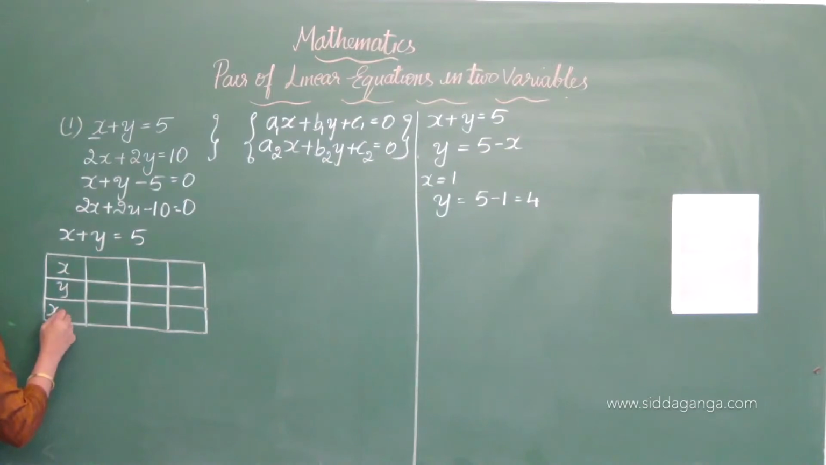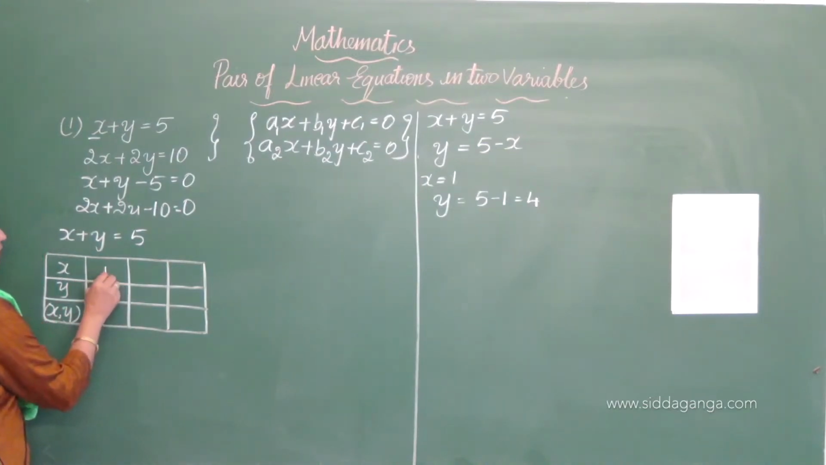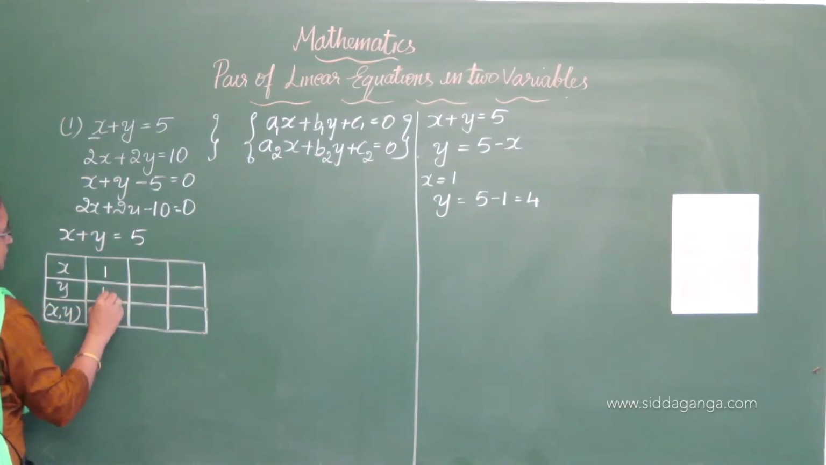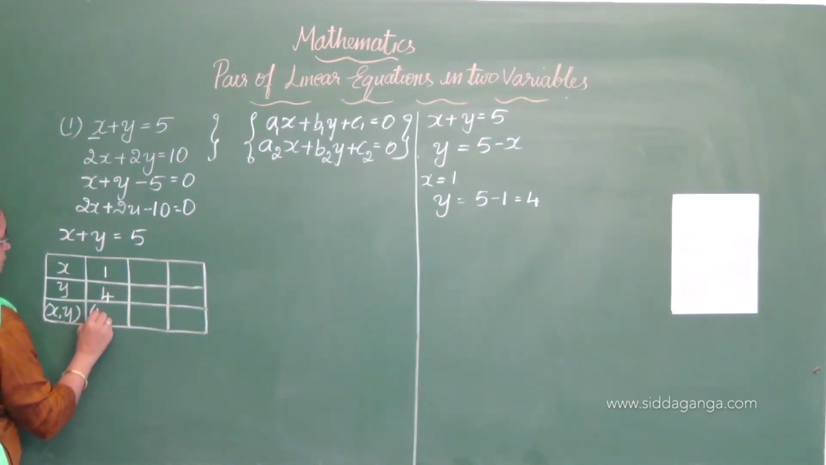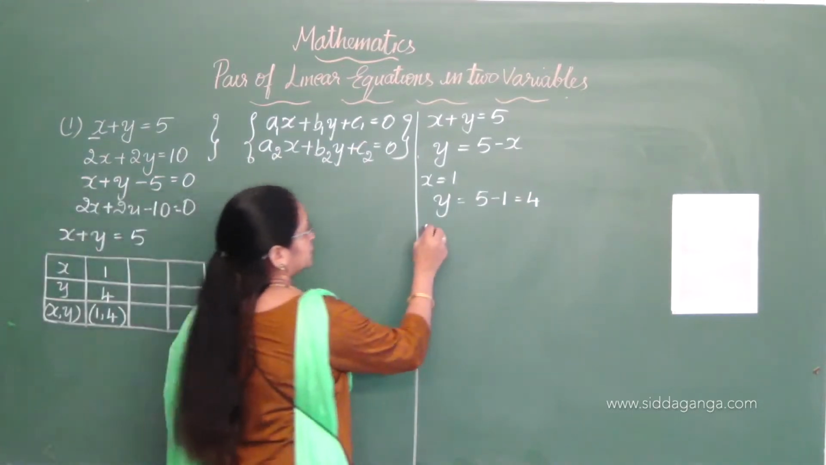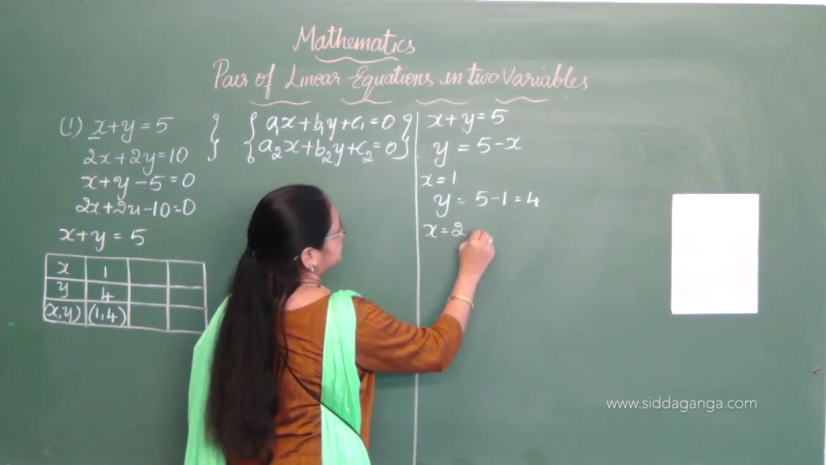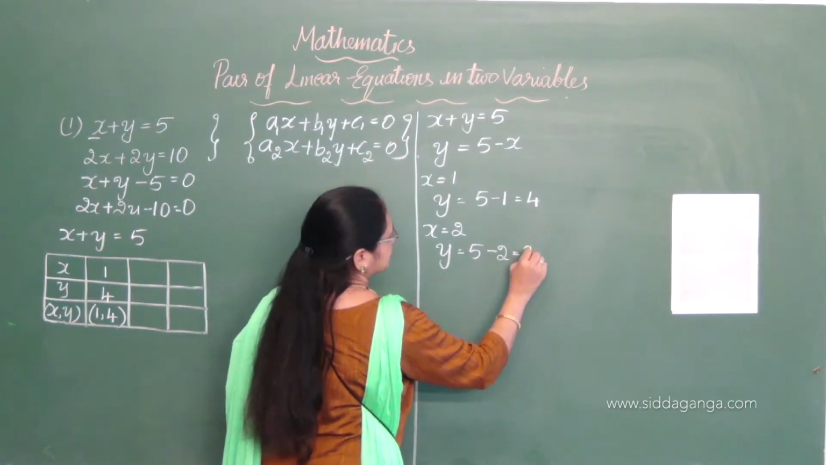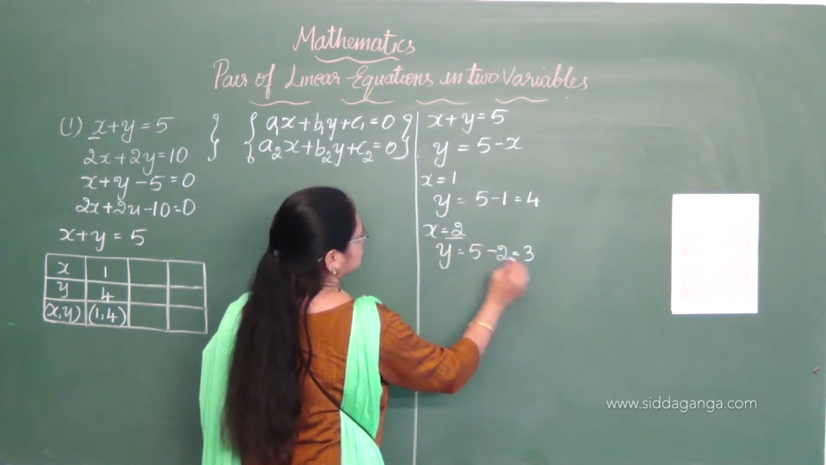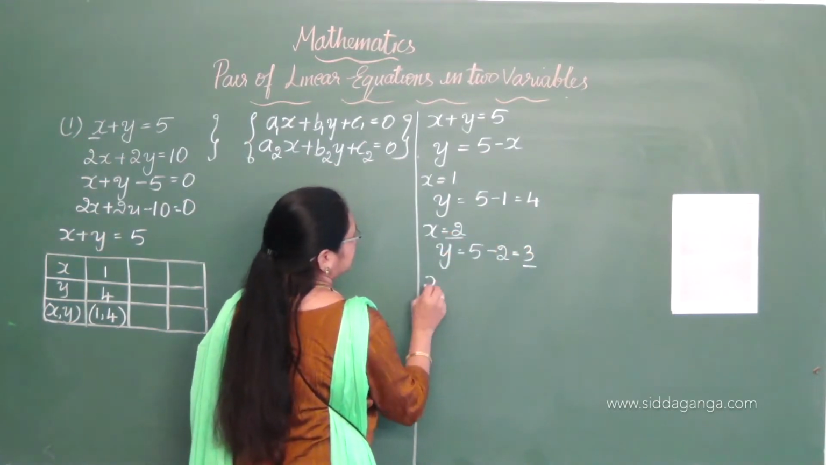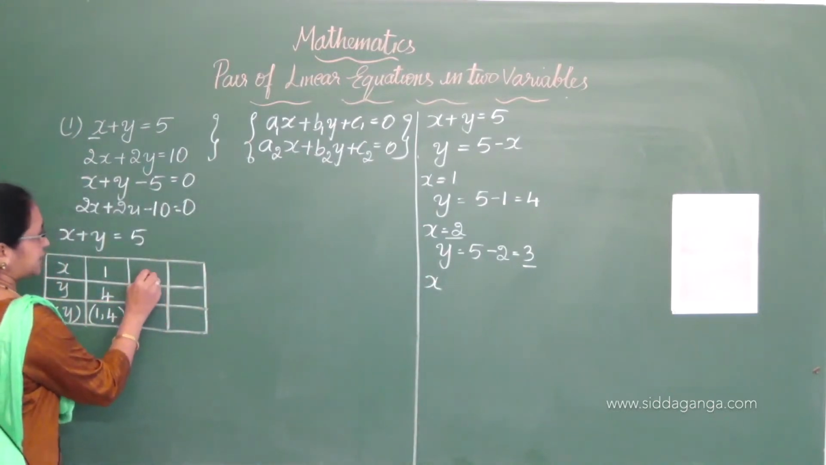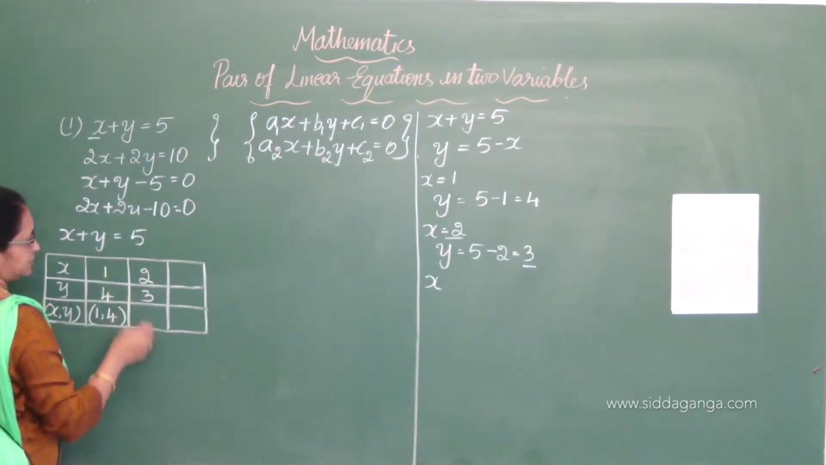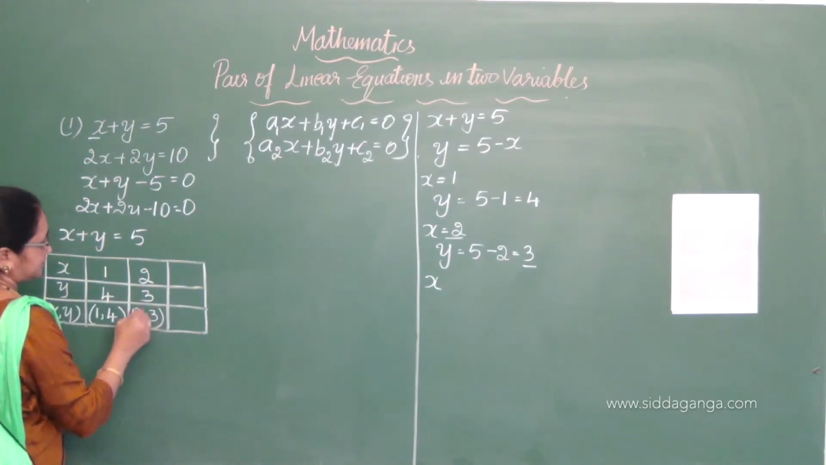So, let us write the coordinate x and y here. Now, the first one I took 1 and I obtained the value, that is 4. So, here 1 comma 4. Next, now x is equal to 2. So, y will be equal to 5 minus 2, that is 3. So, when x is equal to 2, y will be 3. Then let us write 2 comma 3.